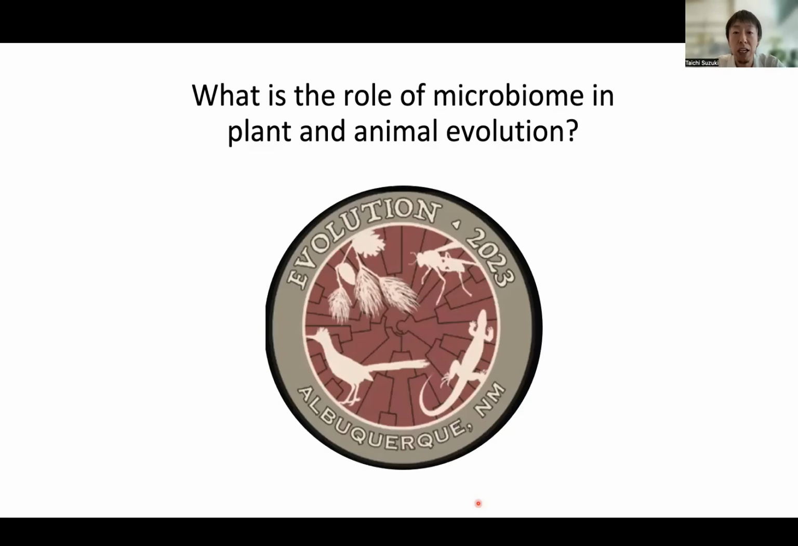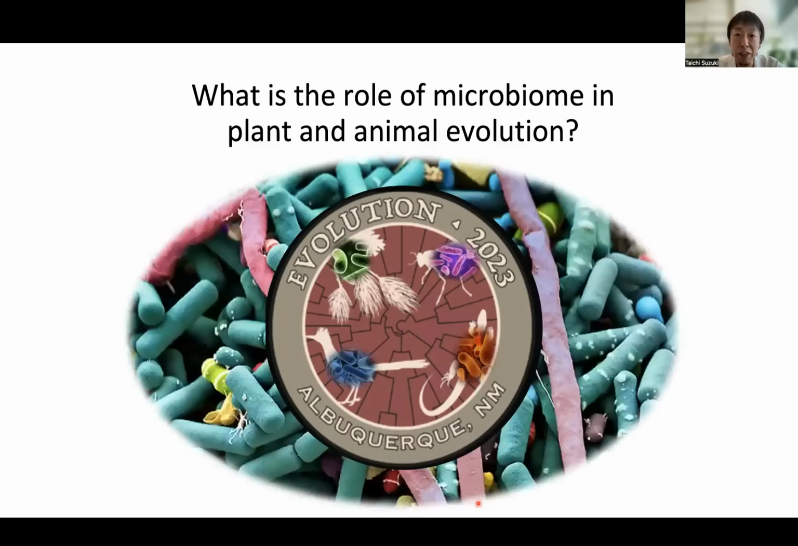So what is the role of microbiome in plant and animal evolution? I think this is a very important question because we are surrounded by microbes since the origins of plants and animals. And these host microbial interactions can affect the host biology in many ways. It can expand the dietary niche, or it can serve as a source or cue of phenotypic plasticity, including traits like physiology, metabolism, response to pathogens, and behavior.